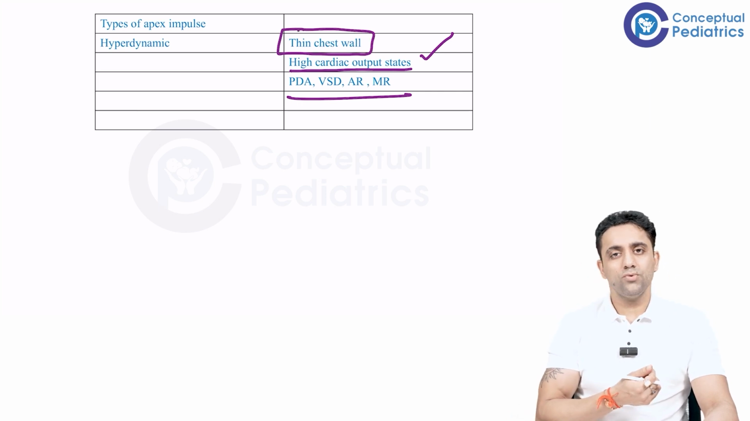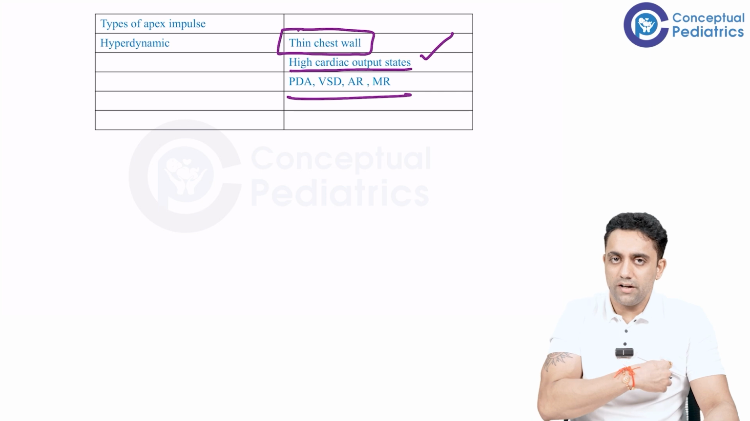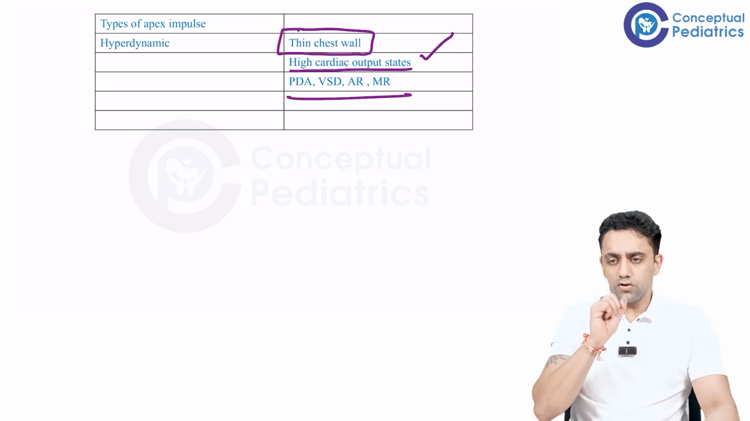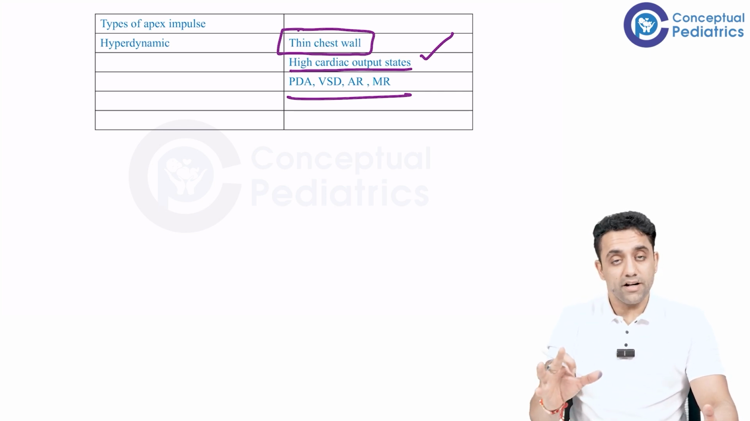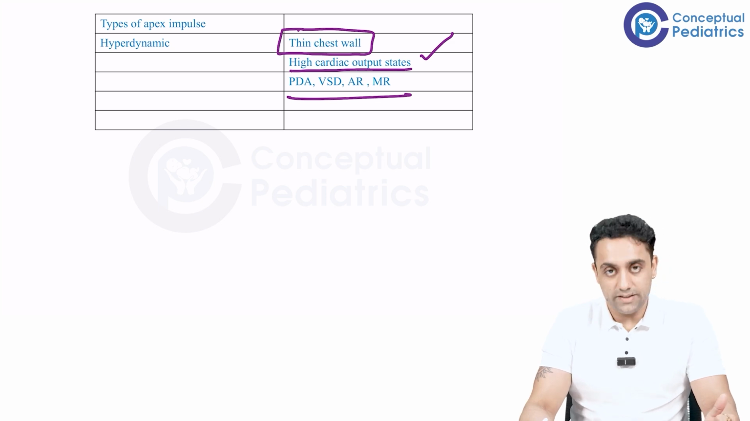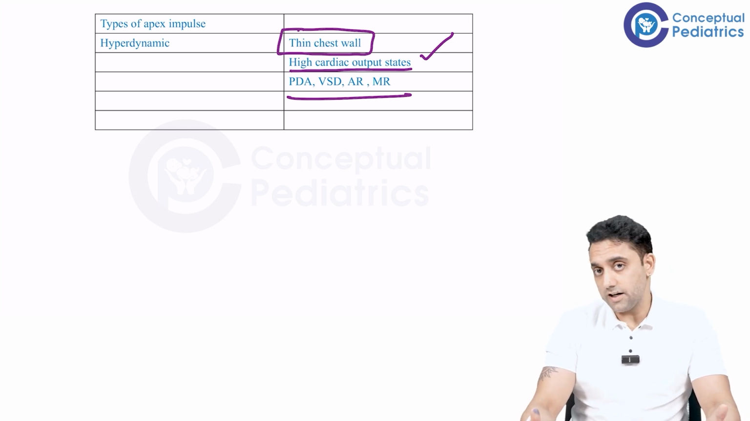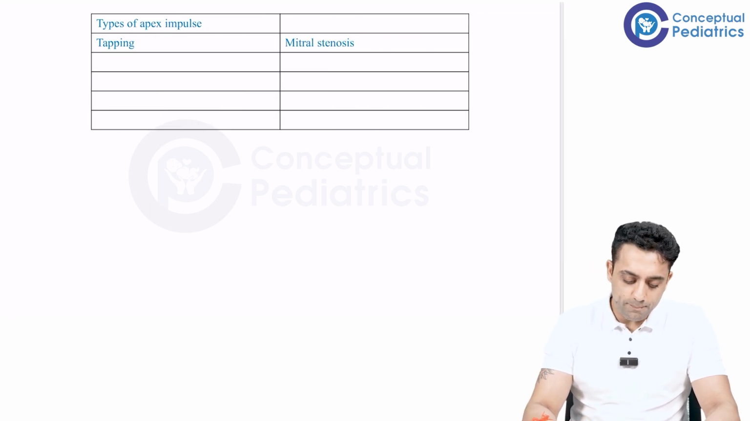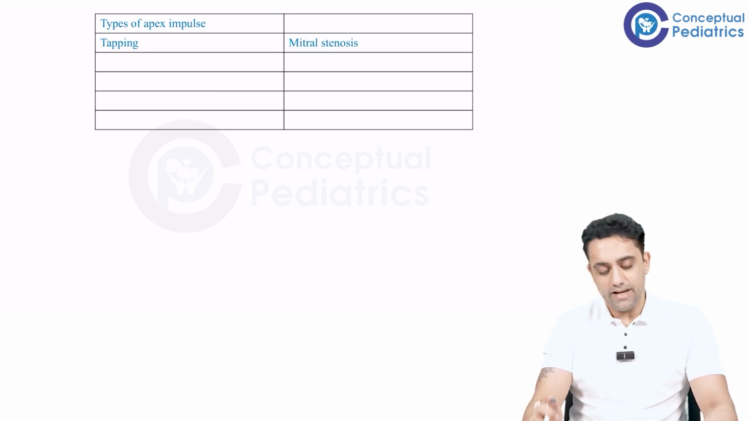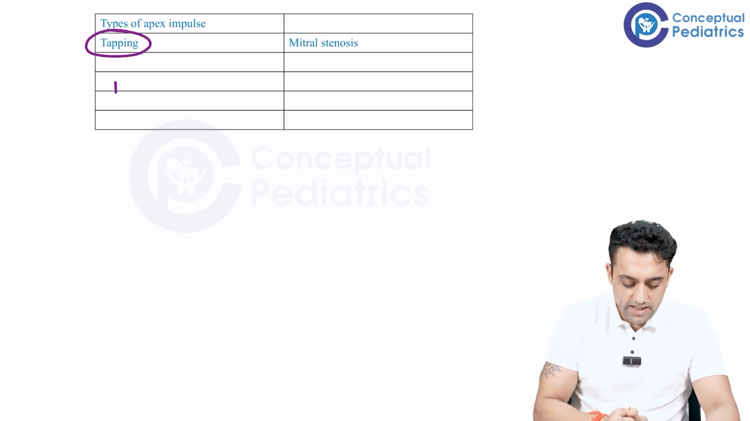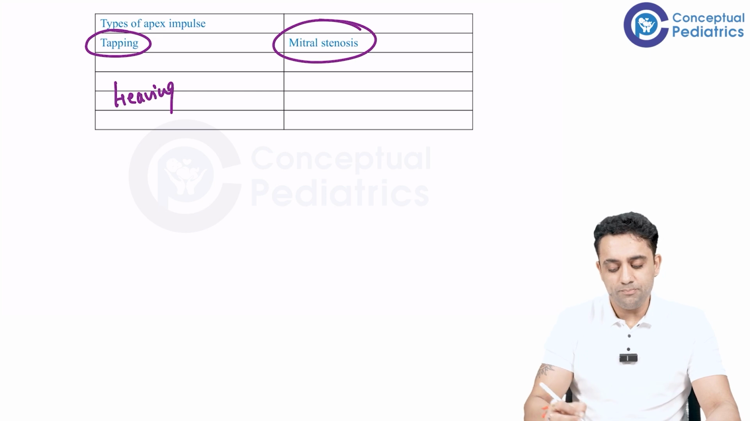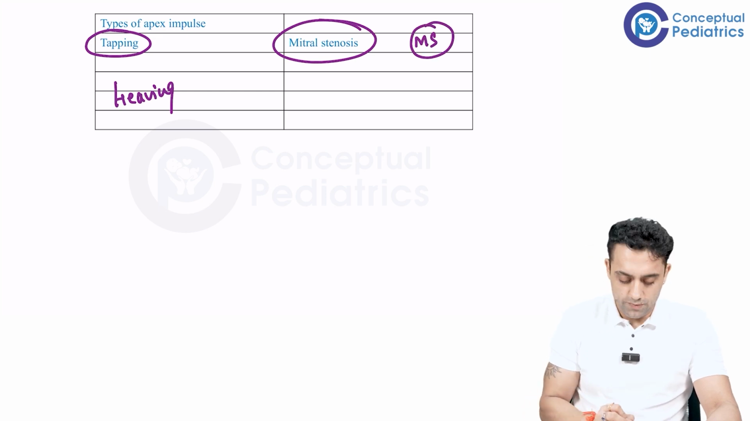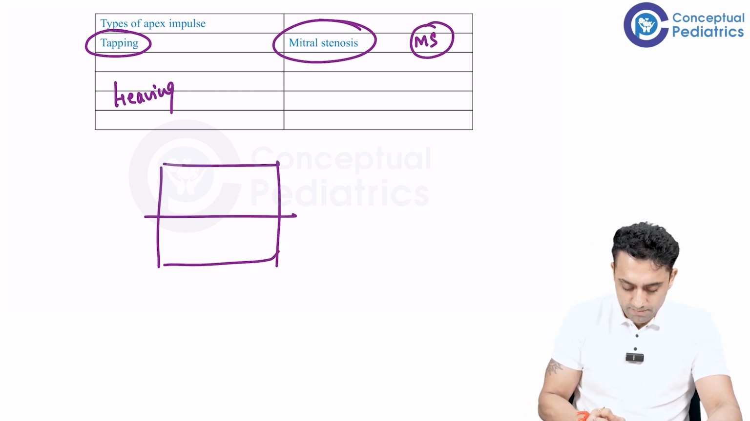If the chest wall is too thin, in a very malnourished patient, you will have a hyperdynamic impulse. So number one, thin chest wall. Number two, high cardiac output states like ASD, VSD, PDA. Then next we have tapping. Where do you see a tapping apical impulse, and where do you see a heaving apical impulse? So tapping you will see in a case of mitral stenosis. This is the fourth chamber structure of the heart.